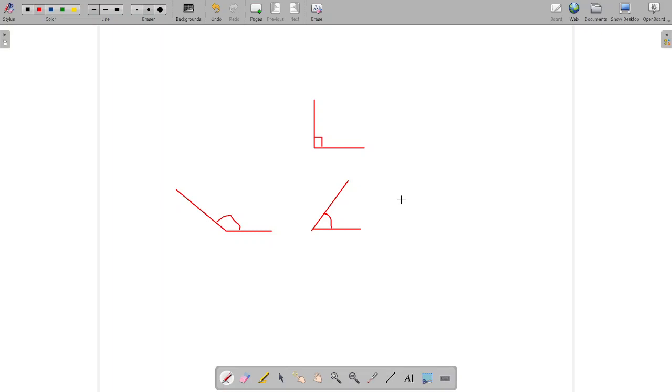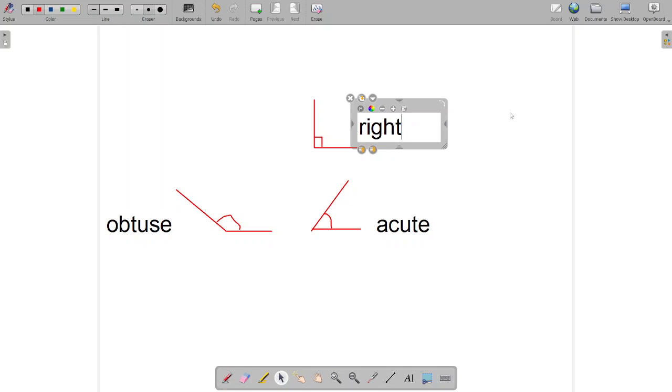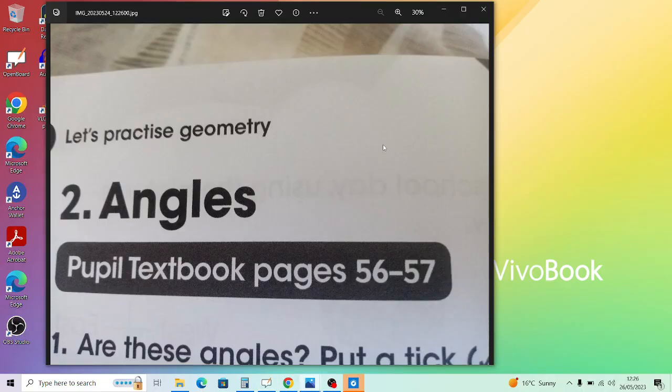This angle is less than 90 degrees, so this one is called an acute angle. Acute, okay. And this is something that you just will need to learn. So this is an acute angle, and this one here is called an obtuse angle. So more than 90 degrees is called an obtuse angle. This one's an obtuse angle, and that's called an acute angle. So acute is less than 90 degrees, and 90 degrees is called a right angle. So that's essentially what you're learning here.